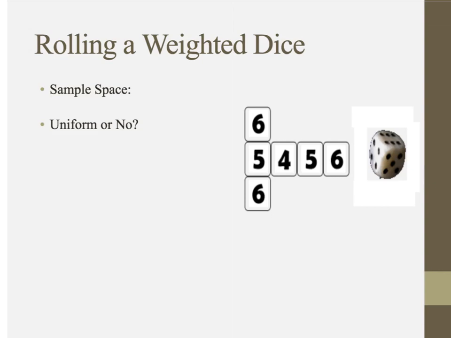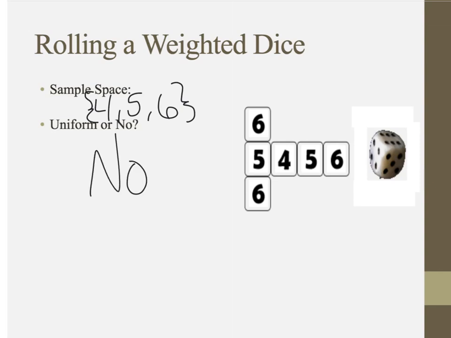Rolling a weighted die. So let's say that the sides of our die are those numbers. Well, what's our sample space? Our sample space would be 4, 5, and 6. Is this uniform? No. I mean, we got 3 chances to roll a 6, 2 to roll a 5, and 1 to roll a 4. No. Oh, man, this is great. You guys are doing a wonderful, wonderful job here.